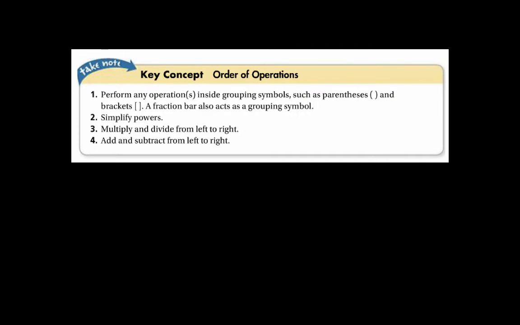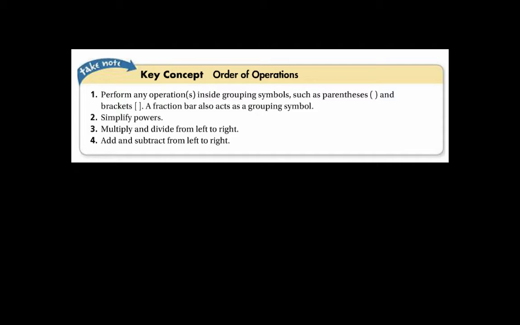At the top here we have a key concept box that discusses order of operations. Item number 1 says perform any operations inside grouping symbols such as parentheses and brackets. A fraction bar also acts as a grouping symbol. There are other grouping symbols. Curly braces, we'll see those from time to time. So parentheses, brackets, and curly braces are usually the 3 most common types of grouping symbols that we'll have. But again, as it mentions, the fraction bar is also a grouping symbol.